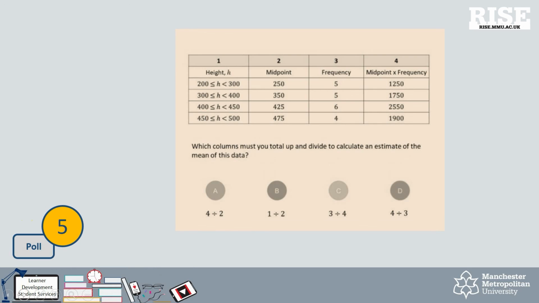Which columns must you total up and divide by here to calculate an estimate of the mean? Okay, so when you have your midpoint, you times it by the frequency. Here's my answers for them. So it's this one that I need to add. And then I also need to divide by the total frequencies. So it would be column 4 divided by column 3.